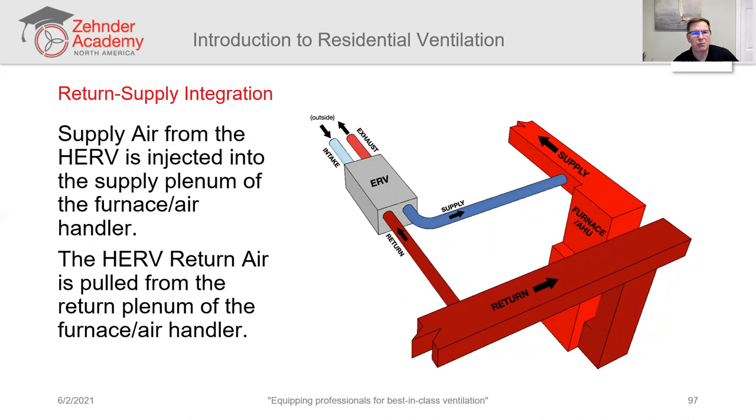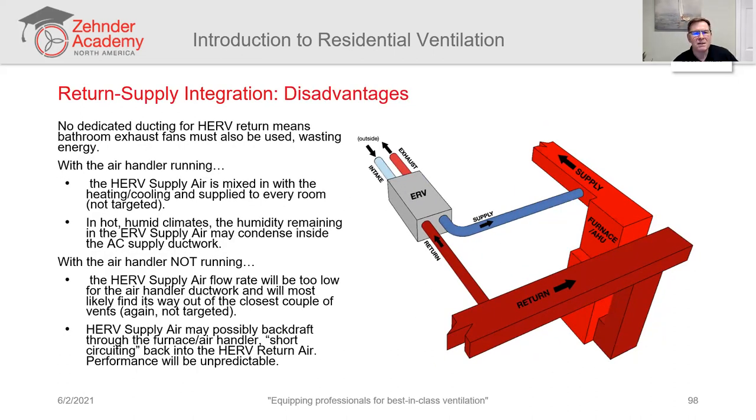Now, this is a return supply integration, where you're connecting both ducts from the ERV to the air handler system. So again, the supply air is to the supply air duct and the return air is to the return air duct. It's just a variation on a theme. But again, same concerns with air distribution. And here, a couple of concerns on the return side from the ERV, a little bit different. And that is that you could just get a loop effect where you're short circuiting your return air and supply air.